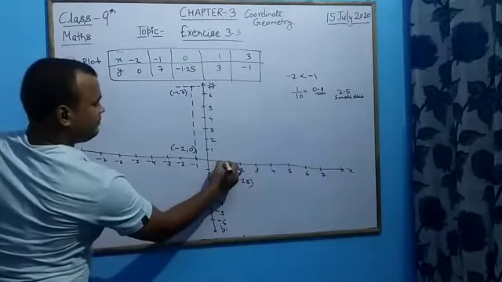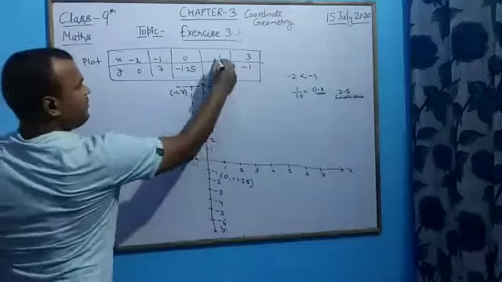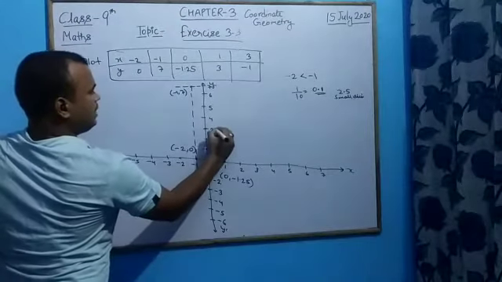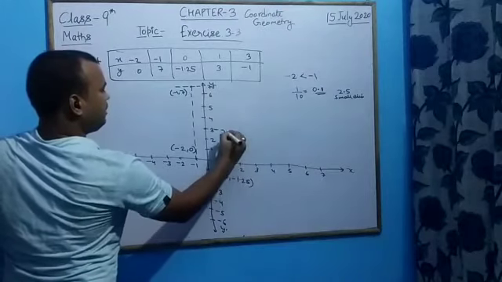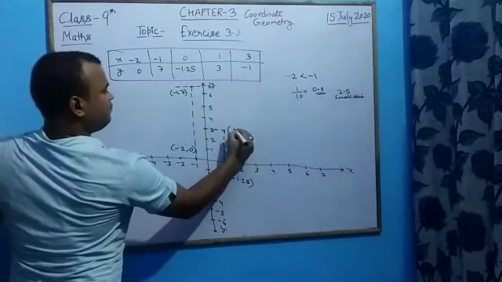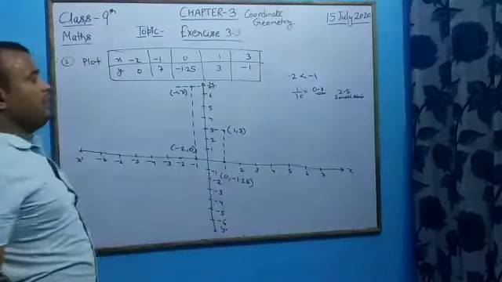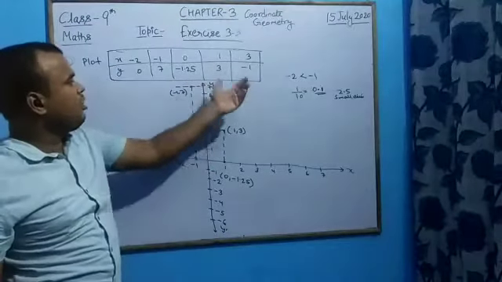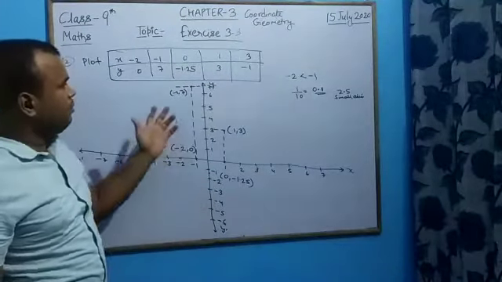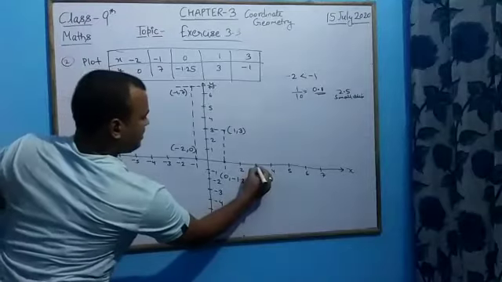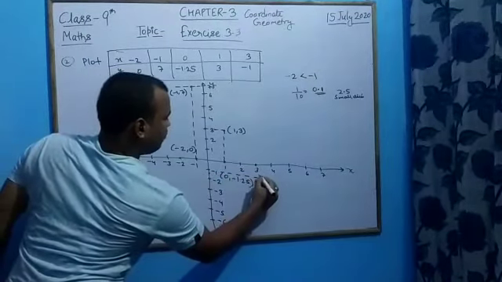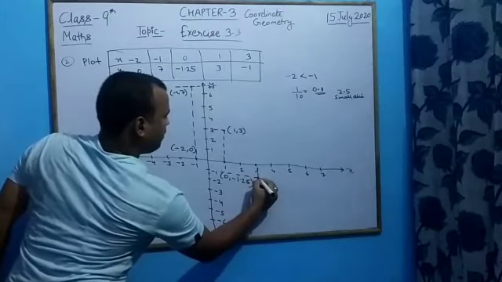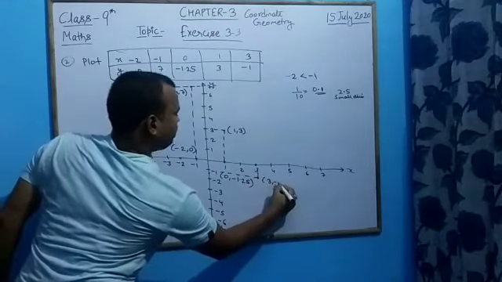Now the fourth one, 1, 3. On the x axis we will need 1, and on the y axis we will need 3. The perpendicular lines coming from both the points and meeting at a point will give the coordinate 1, 3. Now the last one, that is 3, -1. On the x axis we need 3, and on the y axis we need -1. The perpendicular lines from both the points will give 3, -1.